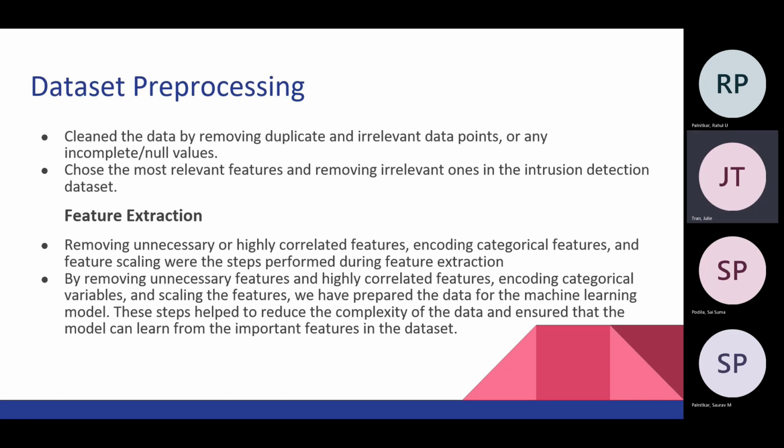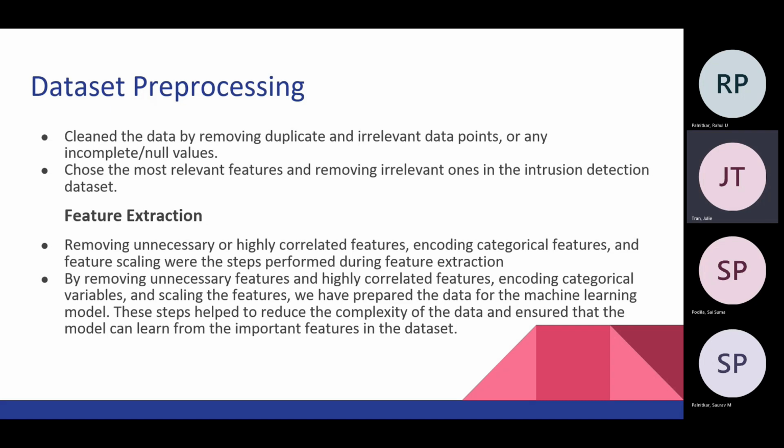So first, we clean the data by removing duplicate and irrelevant data points and any incomplete or null values. Then we choose the most relevant features and remove any irrelevant ones in the intrusion detection dataset. For feature extraction, we removed unnecessary or highly correlated features, encoded categorical features, and applied feature scaling, which were the steps performed during feature extraction.